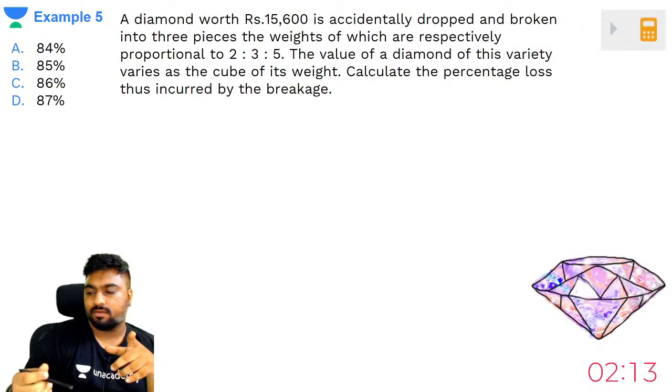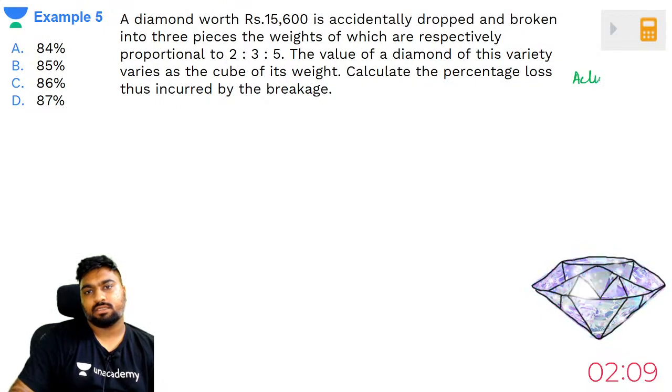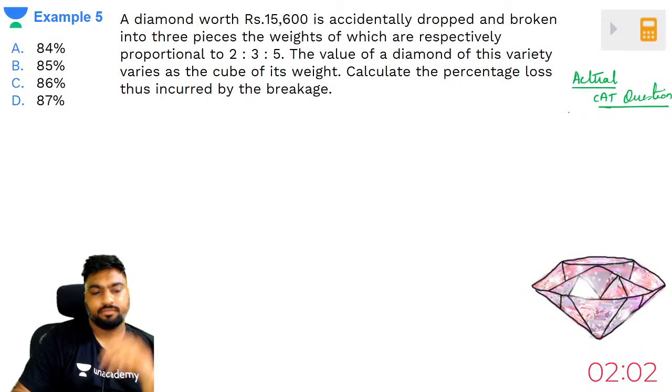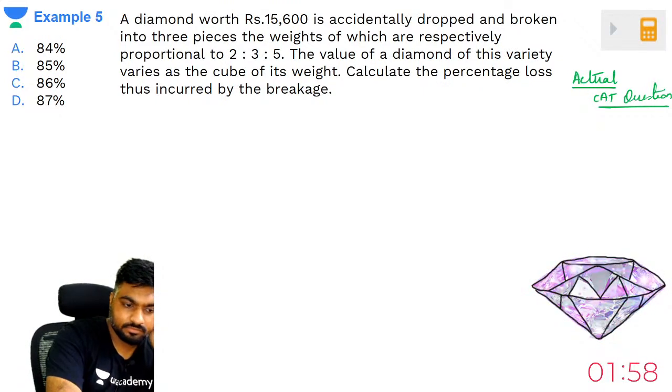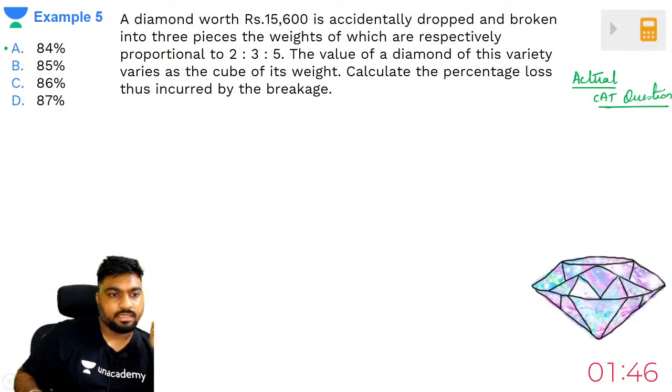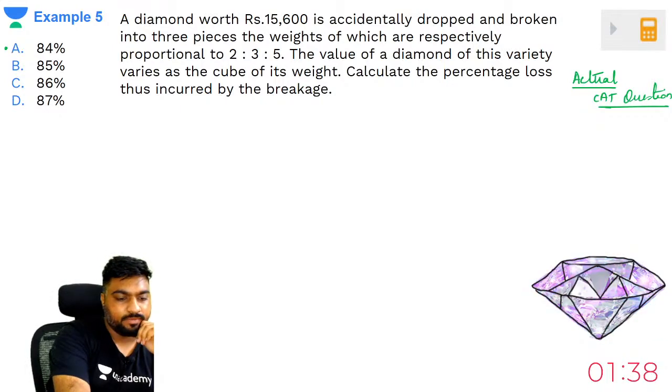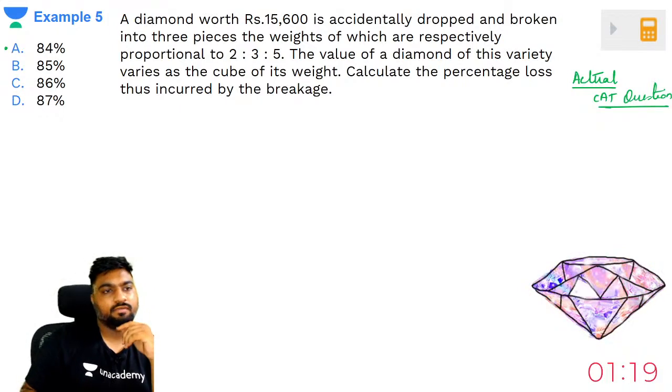This is an actual CAT question. Very old, but an actual CAT question. Atharva and Aniruddha are saying A, 84%. How about others? Anyone else? These guys are saying 84%. Gaurav also says 84%. Very good.